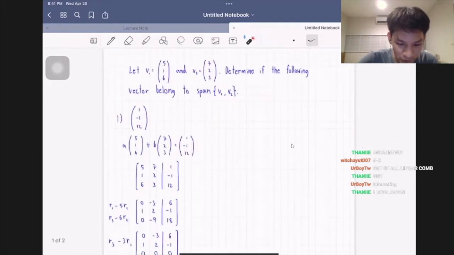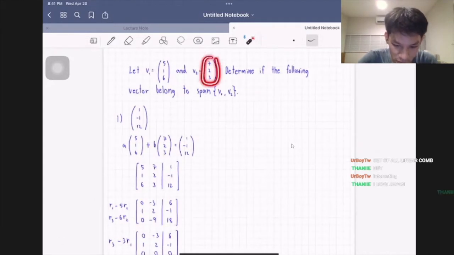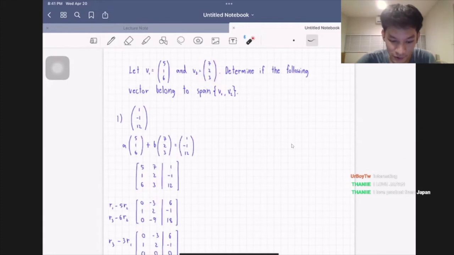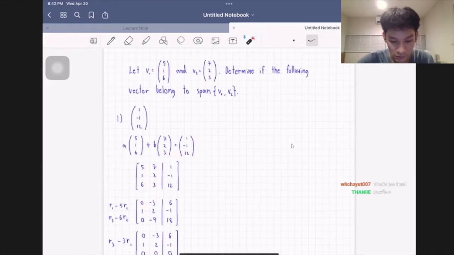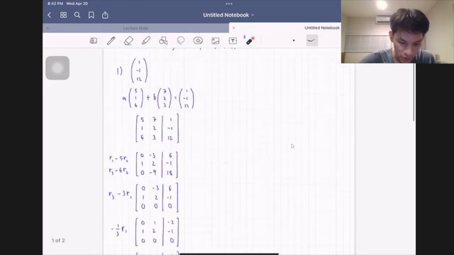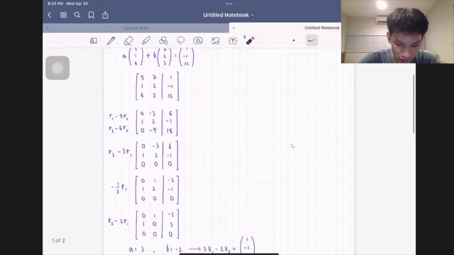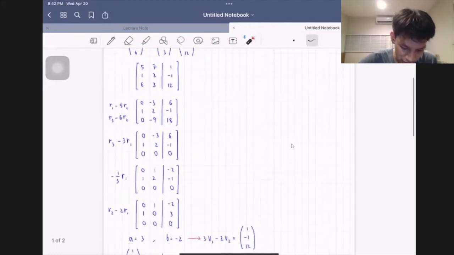Let V1 be vector 5, 1, 6 and V2 be vector 7, 2, 3, and determine if the following vector belongs to span V1 and V2. This is vector 1, negative 1 and 12. First we write this down: A times vector 5, 1, 6 plus B times vector 7, 2, 3 equals vector 1, negative 1, 12. And then we have to calculate to get the result to be like this.